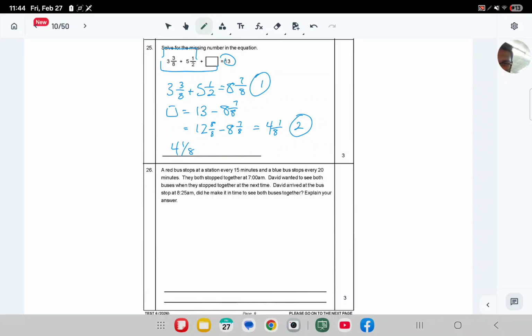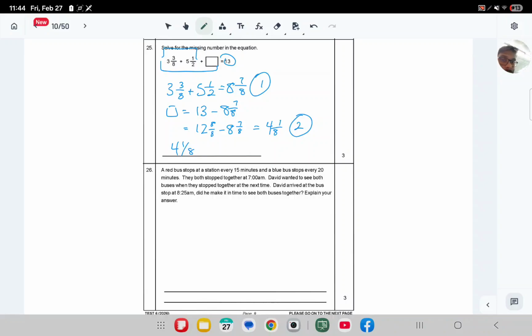A red bus stops at a station every 15 minutes and a blue bus stops every 20 minutes. They both stopped together at 7 a.m. David wanted to see both buses when they stopped together at the next time. David arrived at the bus stop at 8:25 a.m. Did he make it in time to see both buses together?